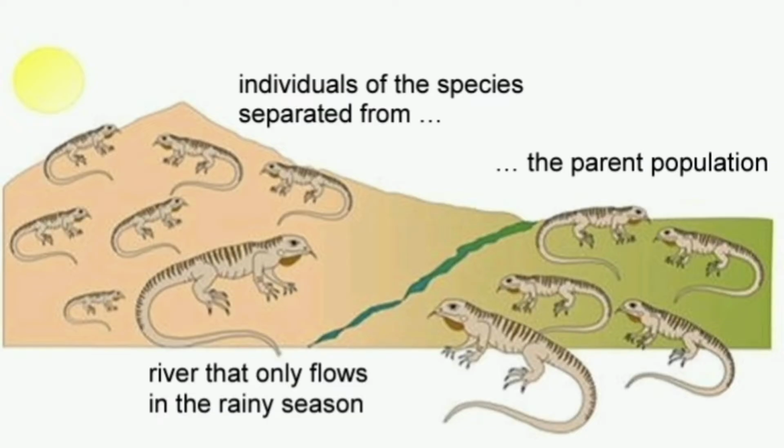In the early stages of speciation, we can see that individuals are separated from the parent population by a small river. This separation, however, is not deep enough or strong enough to completely isolate the individuals from their parent population, meaning that they are still able to cross over the river to get to their parent population.